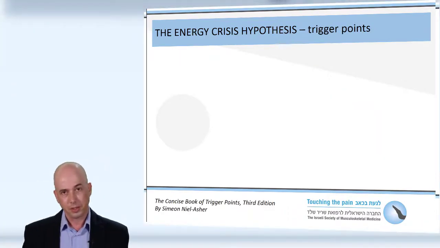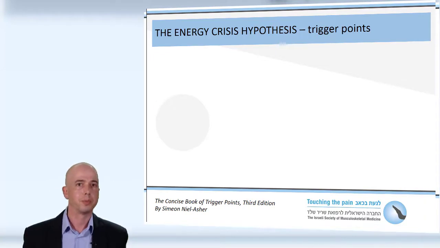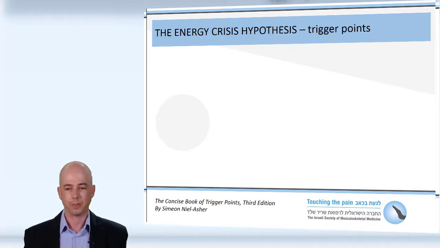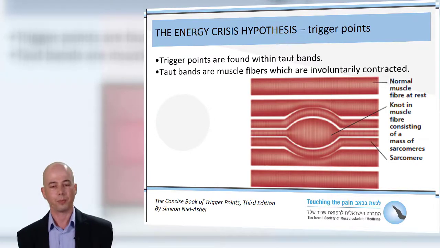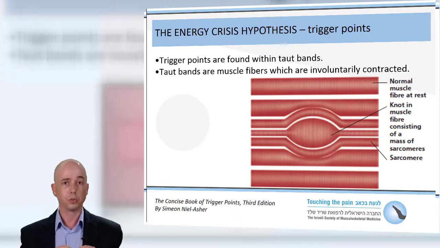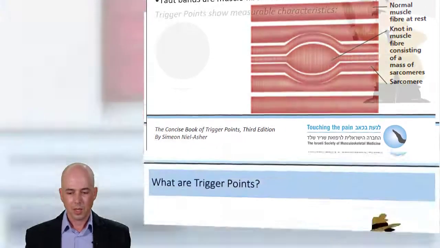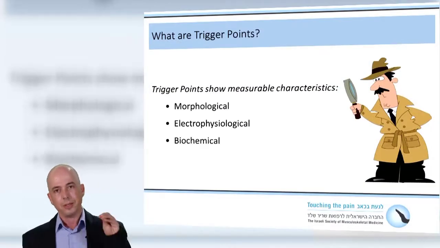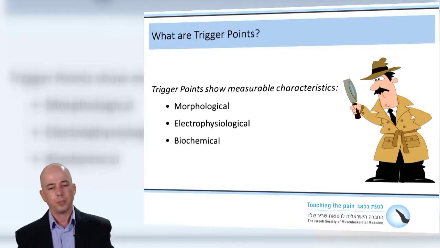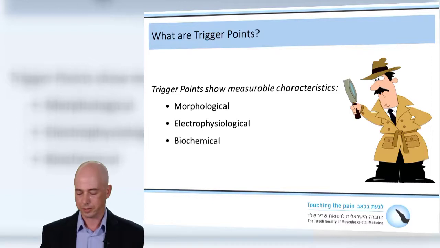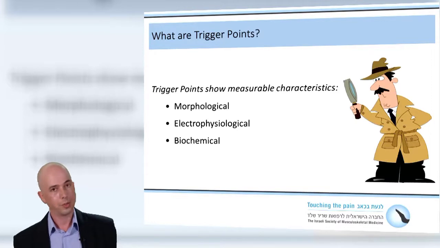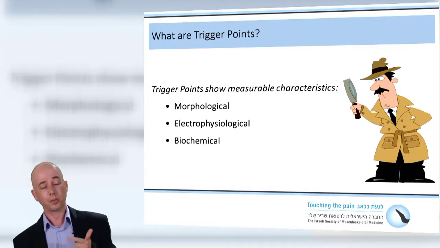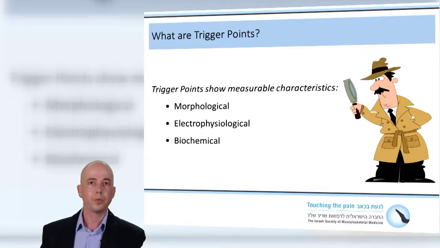We've also heard in previous talks about the trigger points. The trigger points are maybe one of the hallmarks of myofascial pain. And when we look into these trigger points, we usually find them within taut bands. These taut bands are muscle fibers which are constantly contracted for some reason. When we look further into the trigger points, we see that they have measurable characteristics. They are different from the surrounding normal muscle tissue. They are different morphologically, electrophysiologically, and biochemically.